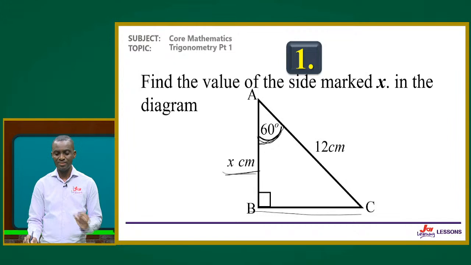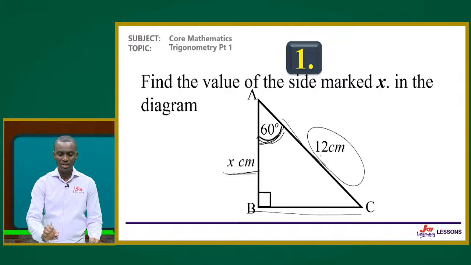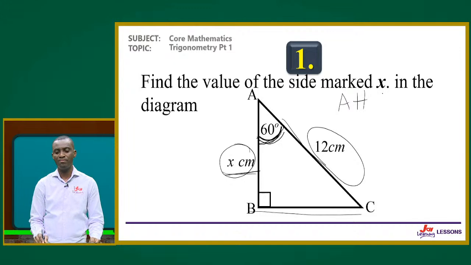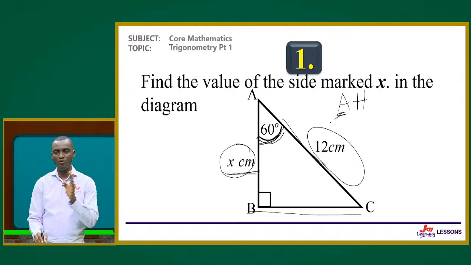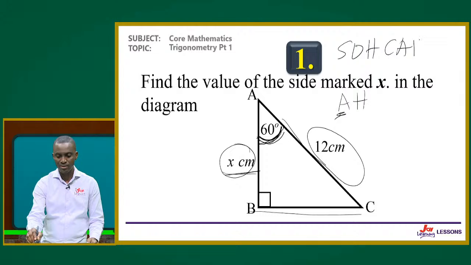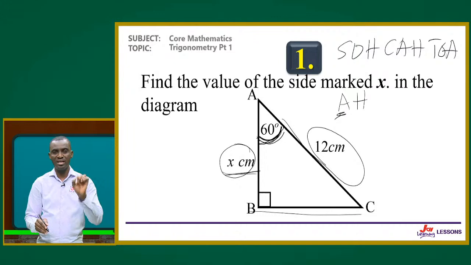I have the side here called the hypotenuse, and I have the side here called adjacent. So I have adjacent and I have hypotenuse. Okay? And I want to find the adjacent. So it means that I need a ratio that has adjacent and hypotenuse in it. And we know of our SOH CAH TOA. Which of these ratios has both adjacent and hypotenuse?